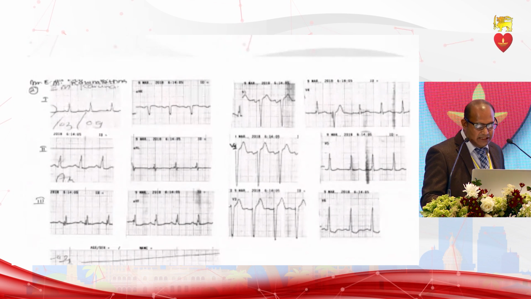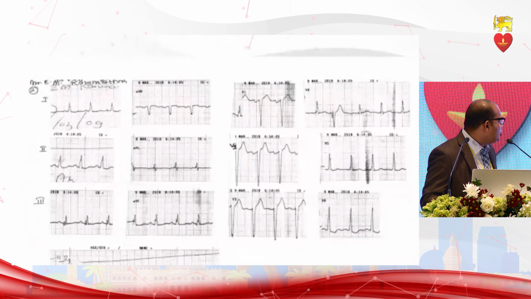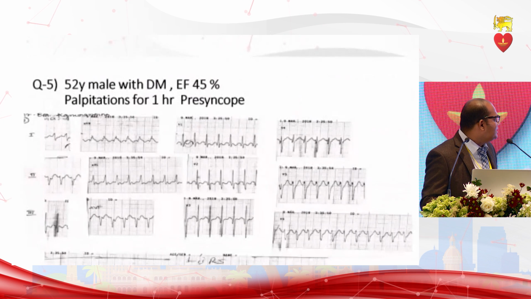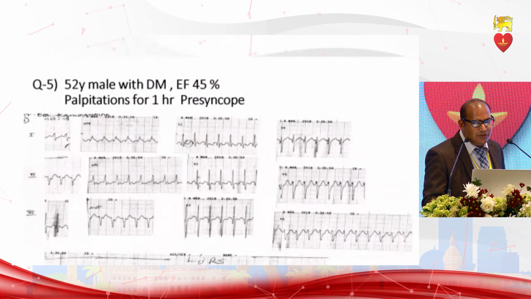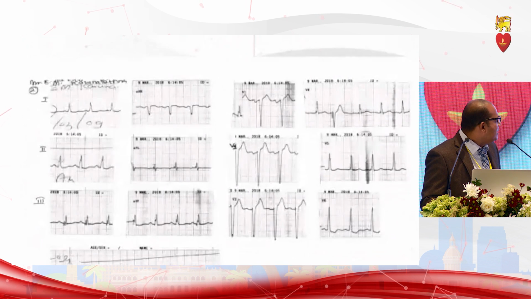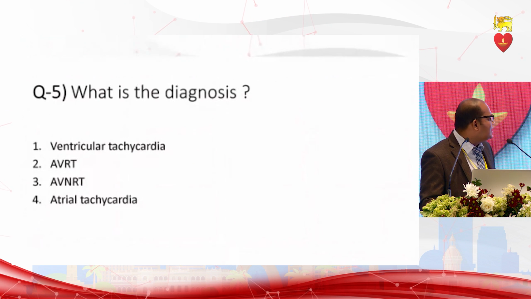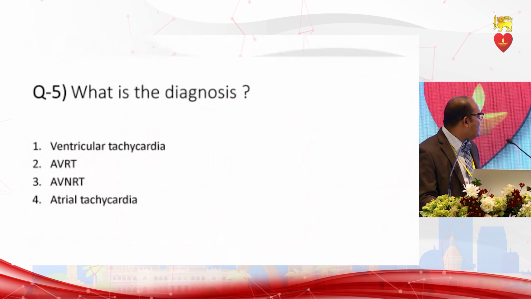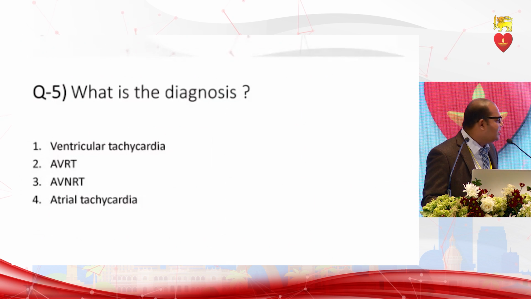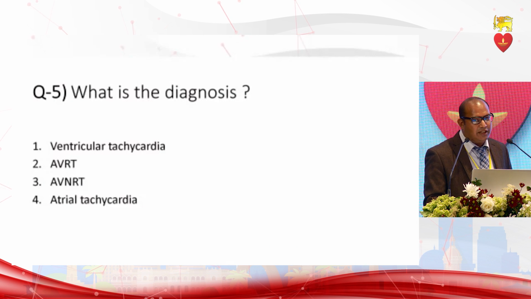So there are quite significant abnormalities on the precordial leads. I'll go back to the tachycardia ECG again. If you now compare the two, I'm sure you have the answer. And what is the diagnosis? Is it VT, AV-RT type SVT, AV-NRT type SVT, or atrial tachycardia?